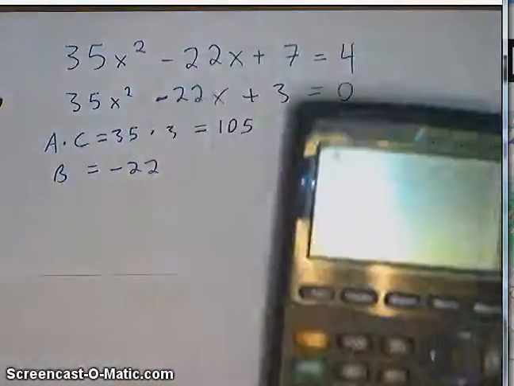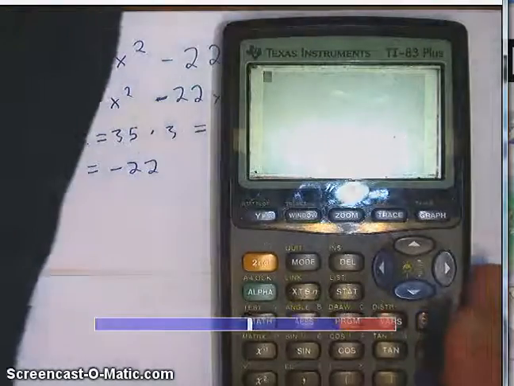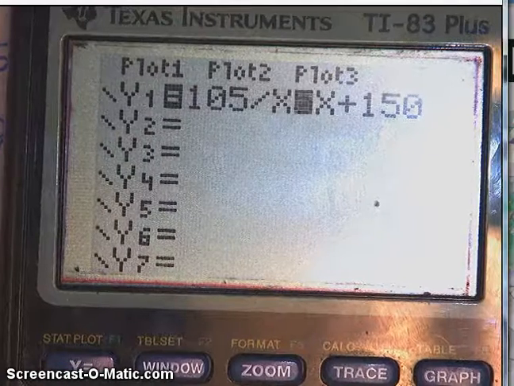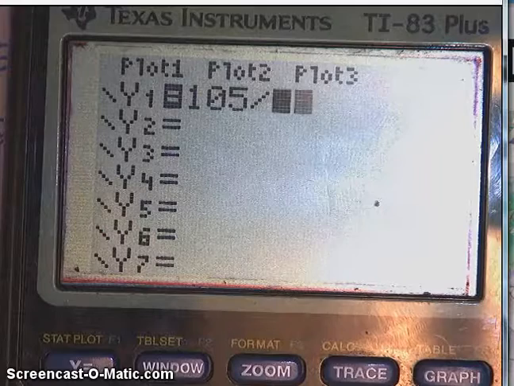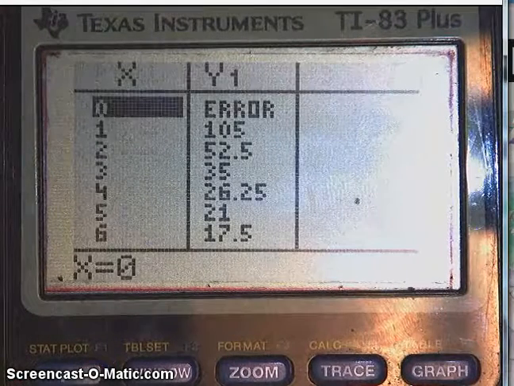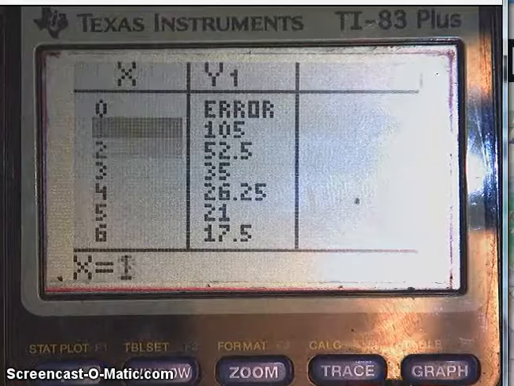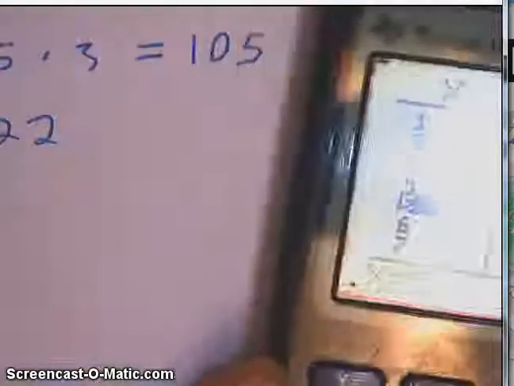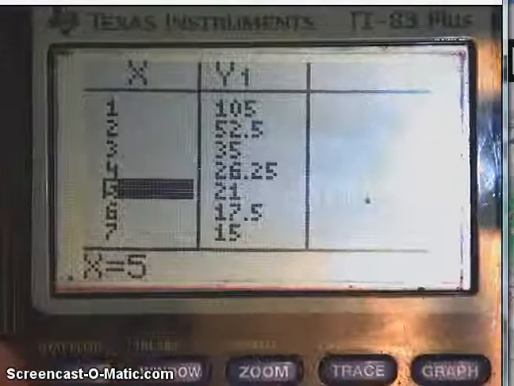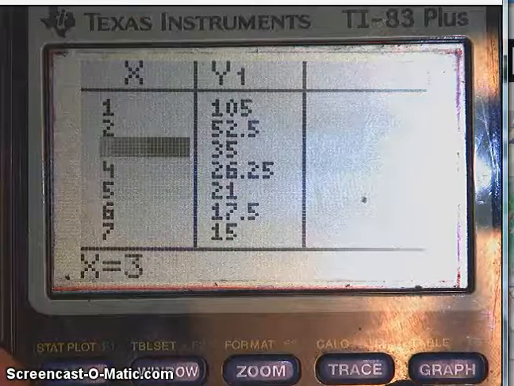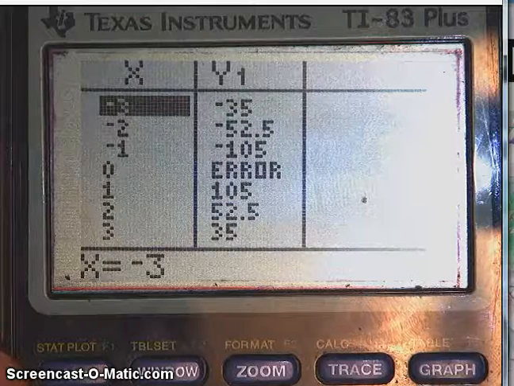And here's the easiest way to think about it. If you go to your calculator, and you go to y equals, and you do 105 divided by x, then what you can do is go to the table. It's going to show you all the factors, like 1 and 105, 3 and 35, 5 and 21. Now we want the ones that add to negative 22. Now when you add these, none of these are going to add to 22.